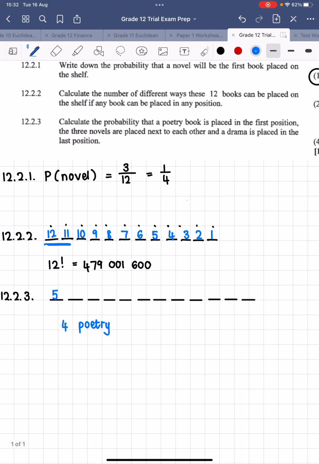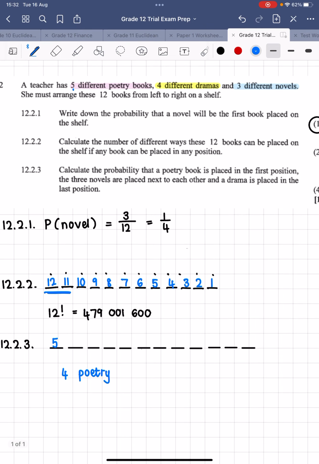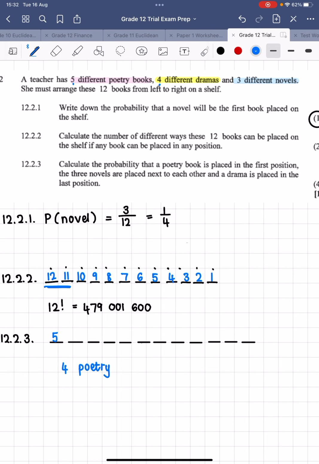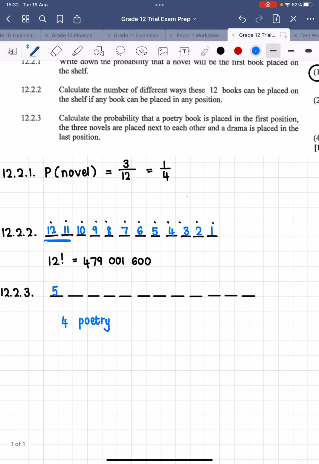Then they're saying the 3 novels are placed next to each other. We'll talk about that in a while. But then they're saying a drama is placed in the last position. Now, if we look back, there are 4 different dramas. So that means that in the last position, there are 4 books that we can put there. That will leave us with 3 dramas that are left.